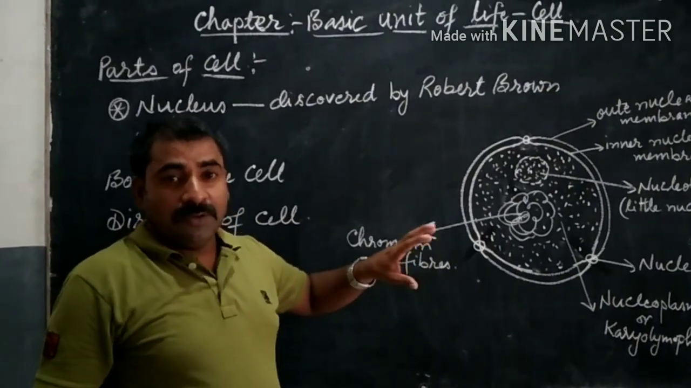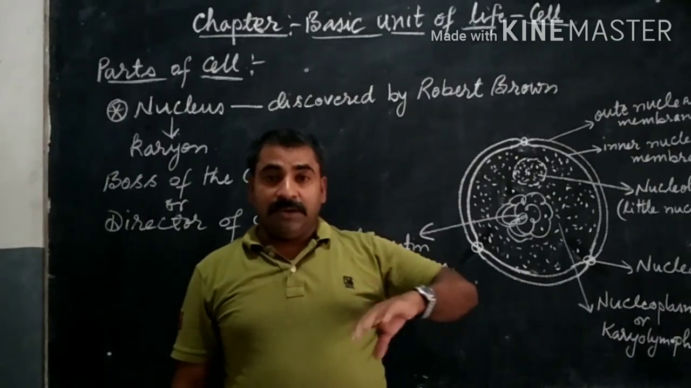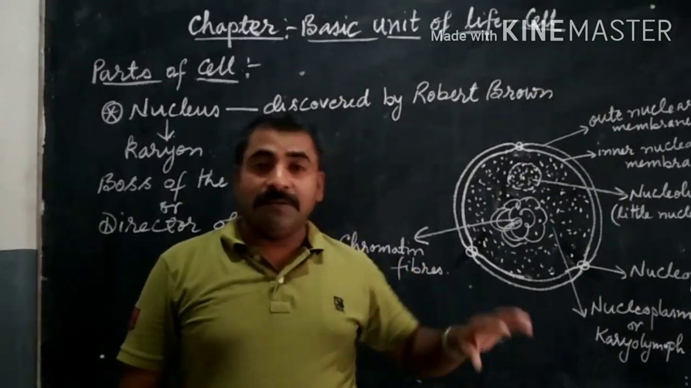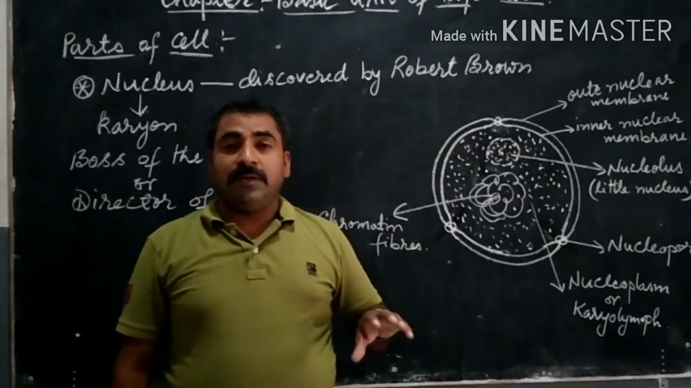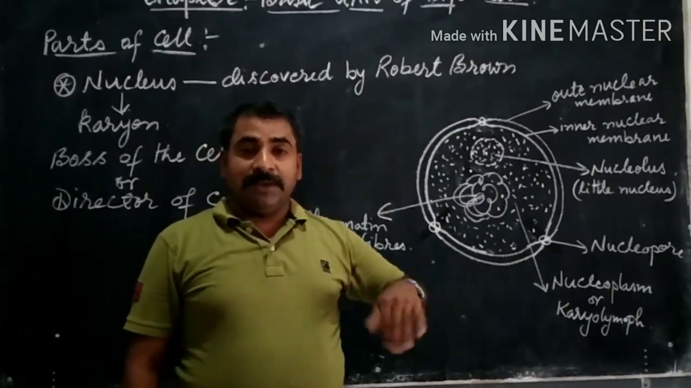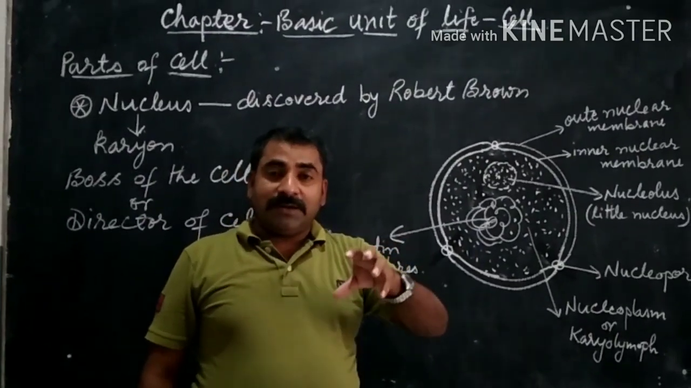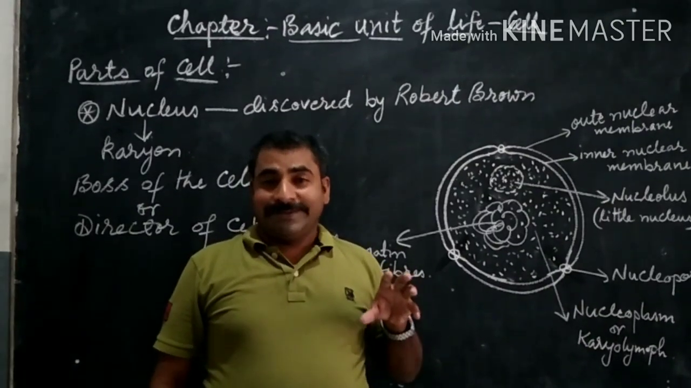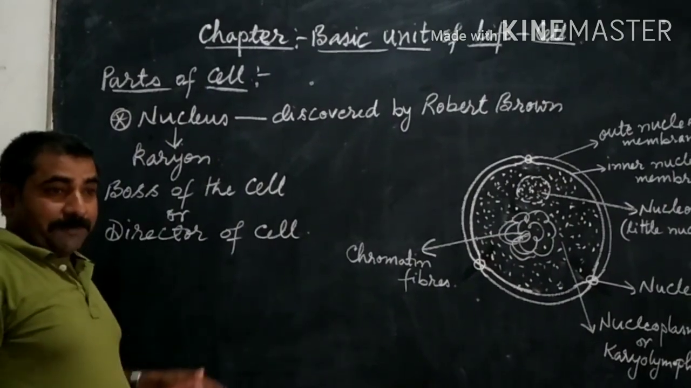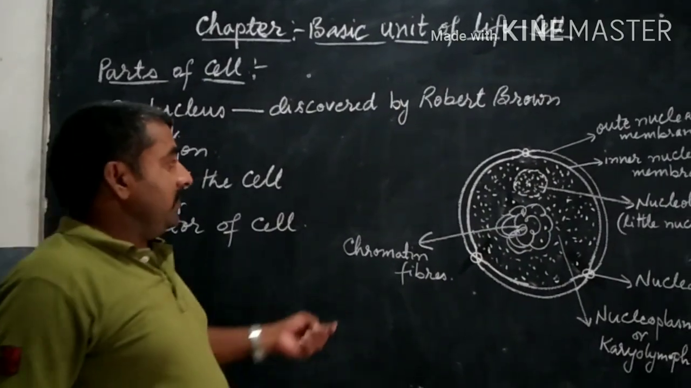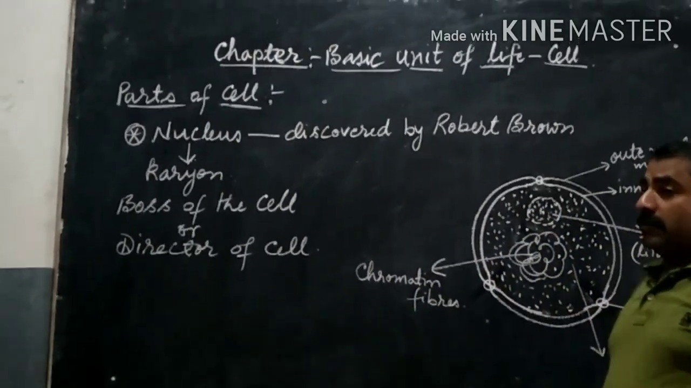Whatever guidelines, whatever direction is given by nucleus, according to that, all the functions, all the activities, all the processes, or you can say all the biochemical processes, operate inside the cell. So since nucleus is the controlling center of cell, it is known as boss of the cell or director of the cell. Now students, we will study about the structure of nucleus.